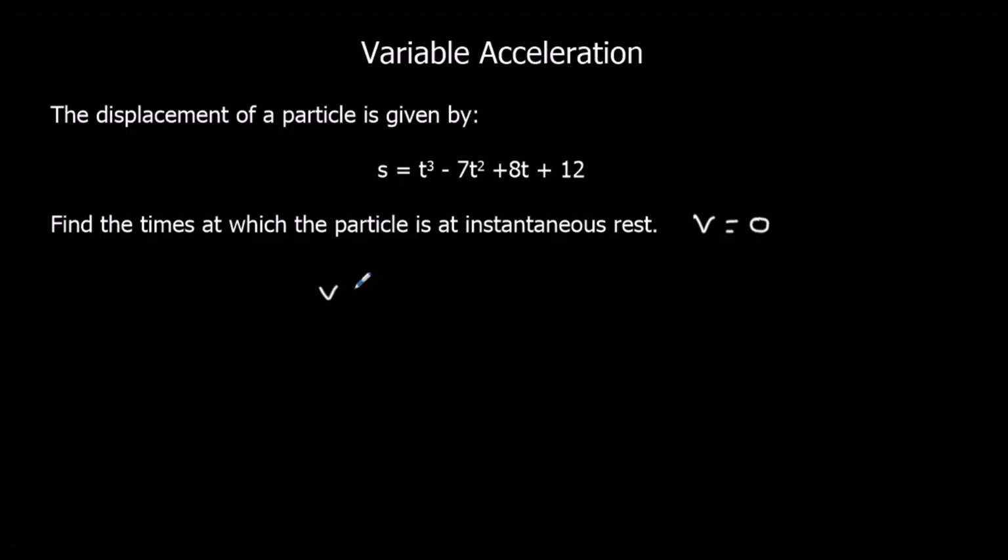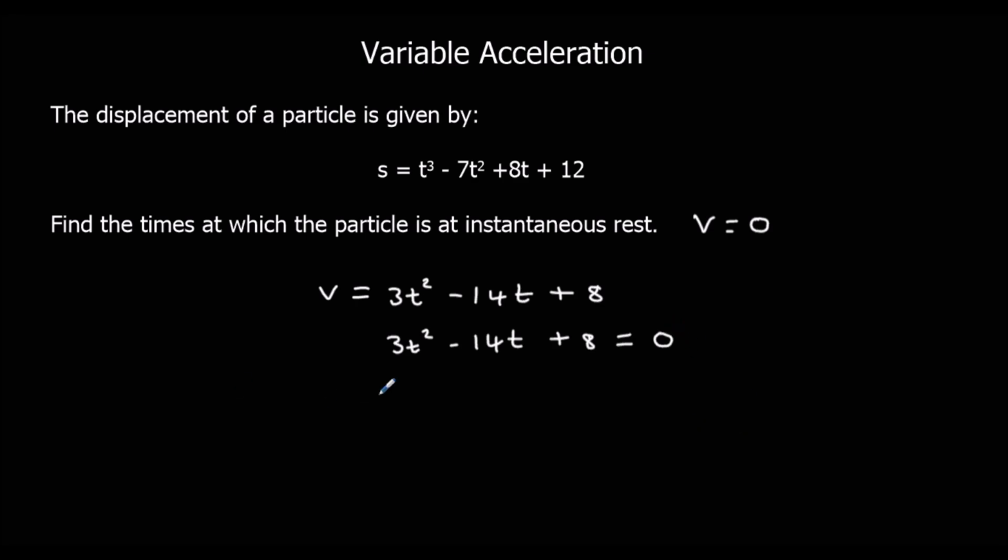So we're going to say v equals, and we're going to differentiate this function. So we're going to times by the power and then take one off the power. So that will give us 3t squared minus 14t plus 8. So there's our velocity function, and we want to know when v equals 0. So when 3t squared minus 14t plus 8 is equal to 0.